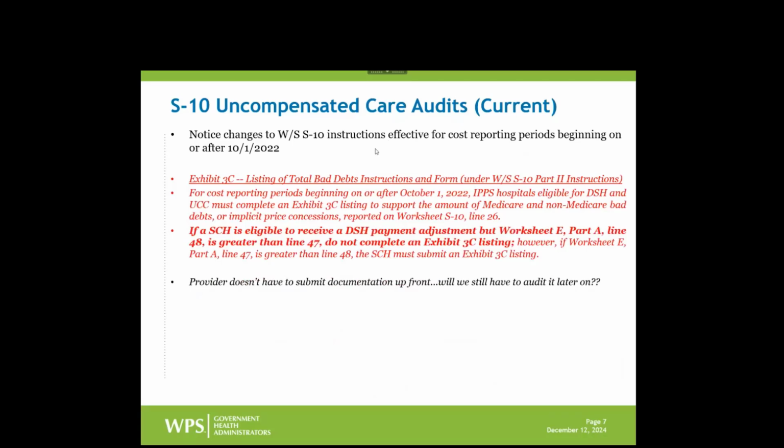But interestingly, if you look at the S10 instructions, which, by the way, are changing for cost report periods beginning on or after 10/1/22, specifically Exhibit 3C, which is for total bad debts. If you look here, there's an excerpt that says if an SCH is eligible to receive a DISH payment, but E-Part A line 48, which is your hospital-specific payment, is greater than line 47, your federal payments, do not complete an Exhibit 3C listing. But if it's the other way around, of course, you would still need to.